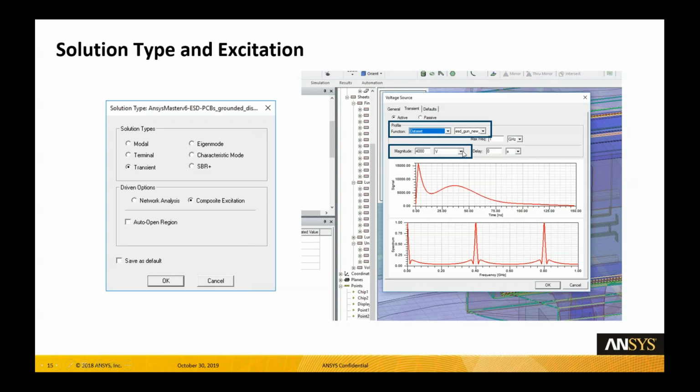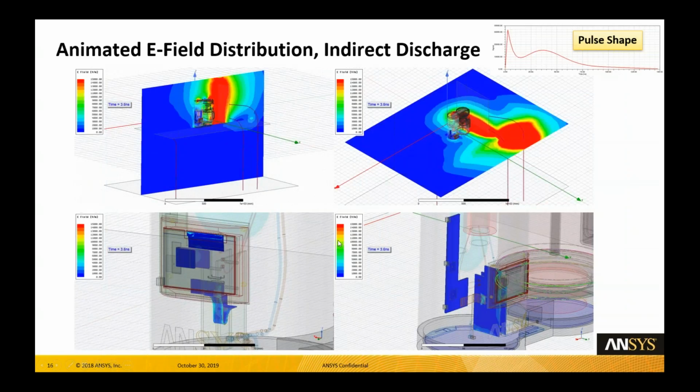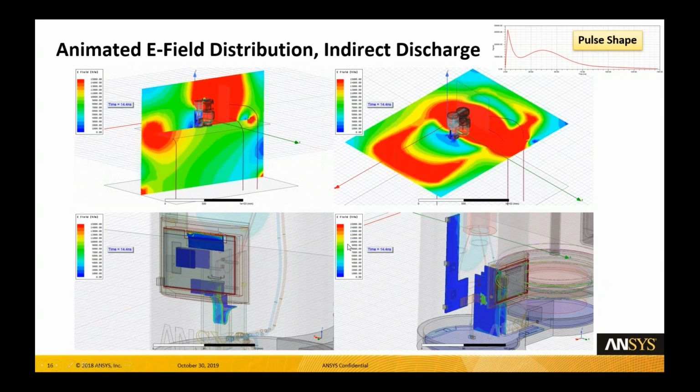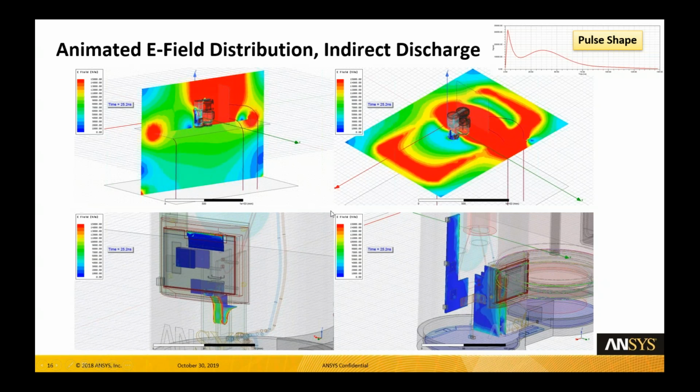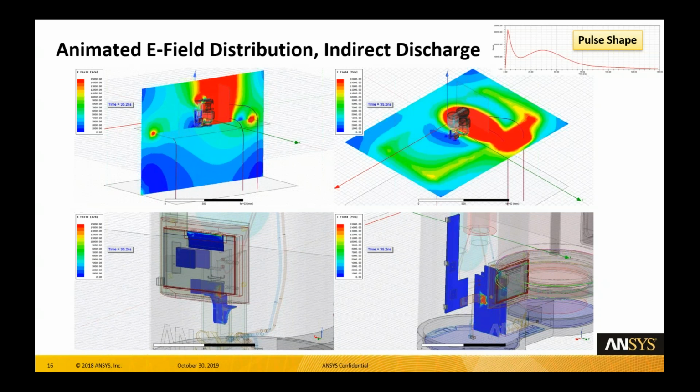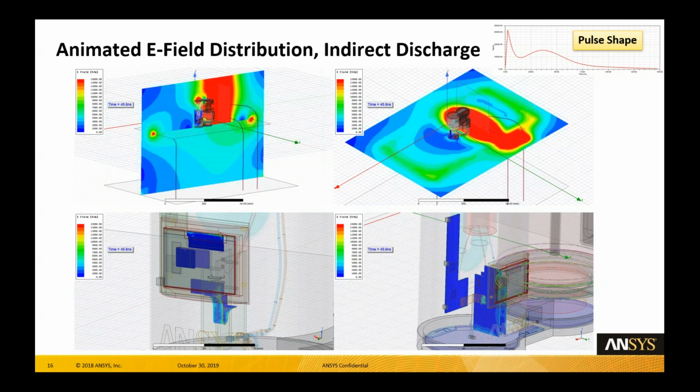We specify the magnitude, and then we can have a signal that's practical and realistic, close to the voltage discharged by the ESD gun. And also we can take a look at the spectrum, the frequency response of the input. And after the simulation, we can see the animated electric field distribution as well as indirect discharge.